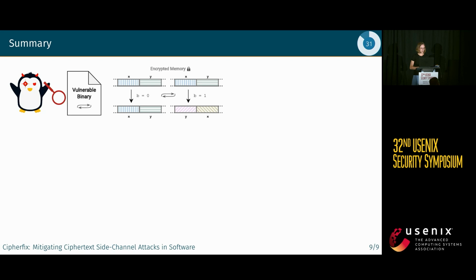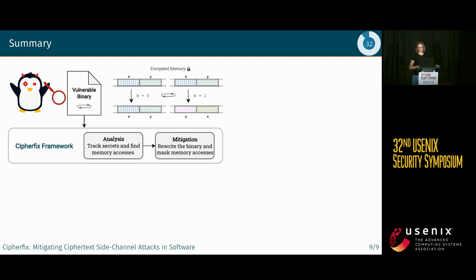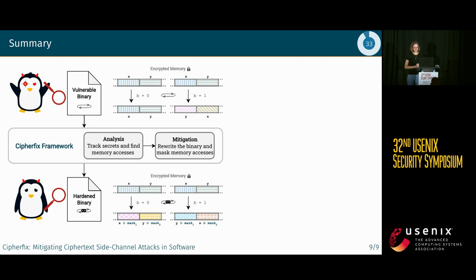So let me quickly recap. We started with a vulnerable binary that is susceptible to the ciphertext side channels that you see. And if you add Cipherfix with an analysis to track all the secrets throughout the program and then rewrite the memory accesses that would otherwise potentially leak your private data, then you will get a hardened version of the binary with a sad attacker and protected data.